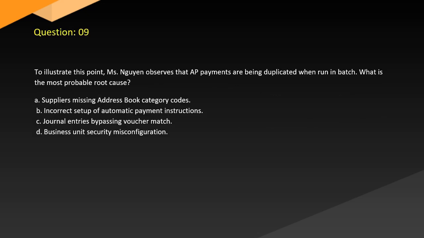Question 9. A company is new to the system and observes that AP payments are being duplicated when run in batch. What is the most probable root cause? A. Suppliers missing address book category codes. B. Incorrect setup of automatic payment instructions. C. Journal entries bypassing voucher match. D. Business unit security misconfiguration.